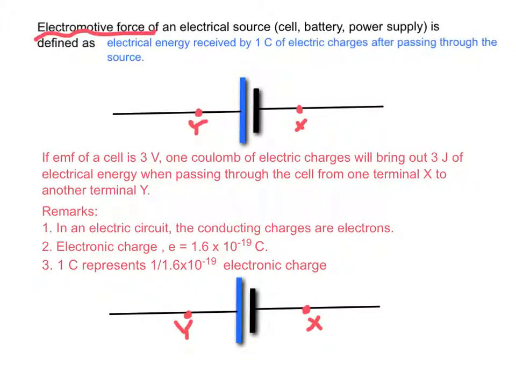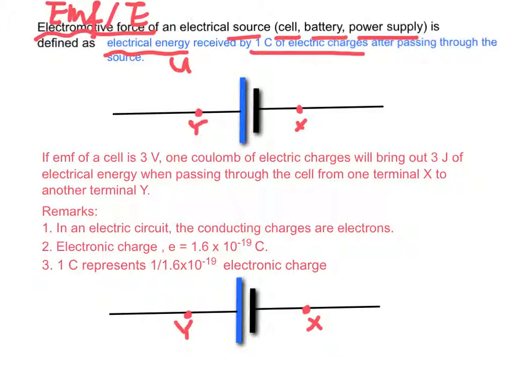The electromotive force, EMF or E, of an electrical source such as a cell, a battery, or a power supply is defined as the electrical energy U received by 1 coulomb of electric charge Q after passing through the source.